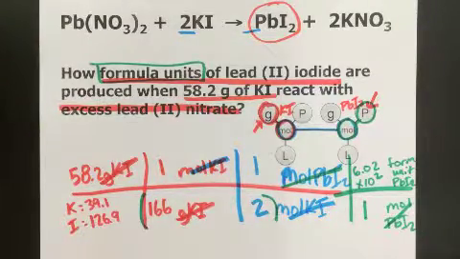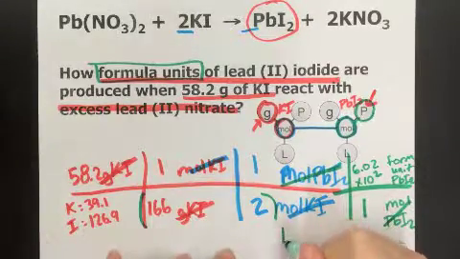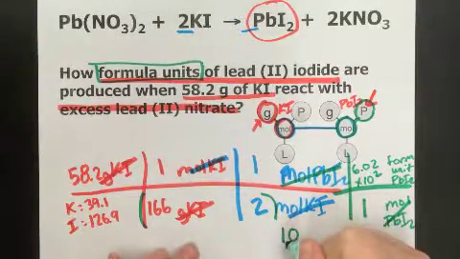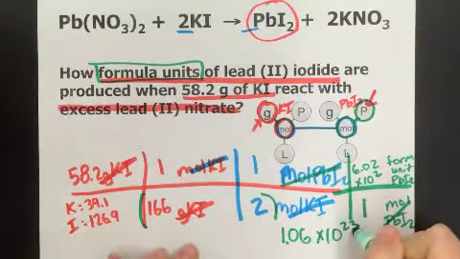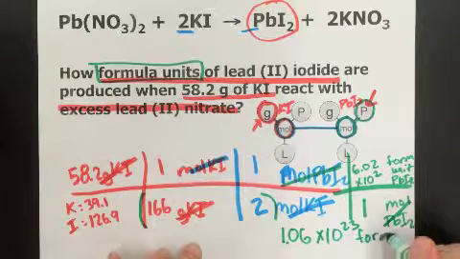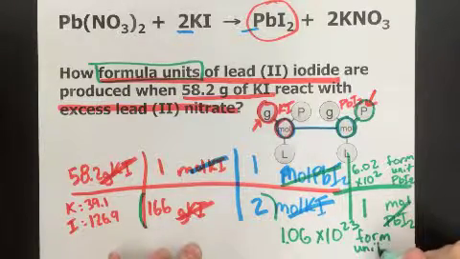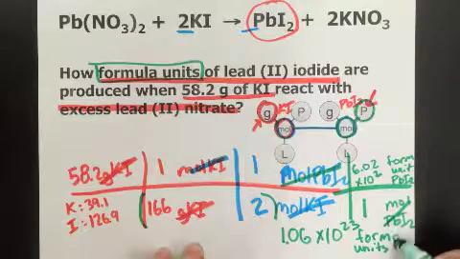So you get 58.2 times 6.02 times 10 to the 23rd divided by parentheses 166 times 2, close parentheses. Based on sig figs, you're allowed 3, so your answer should be 1.06 times 10 to the 23rd formula units of PbI2.